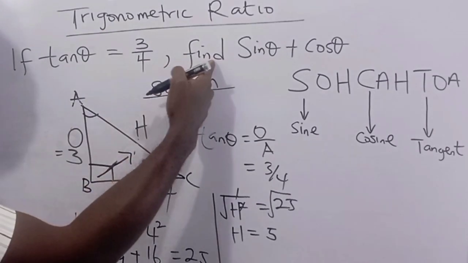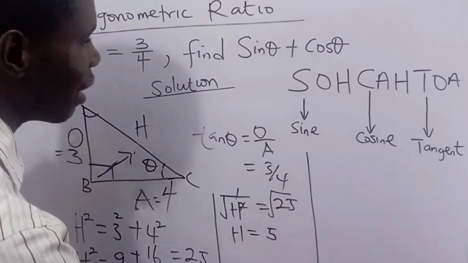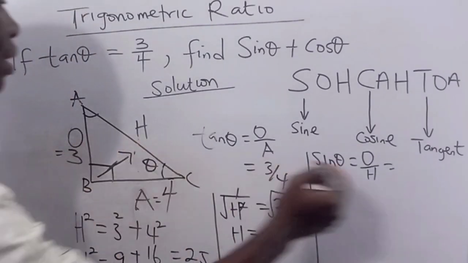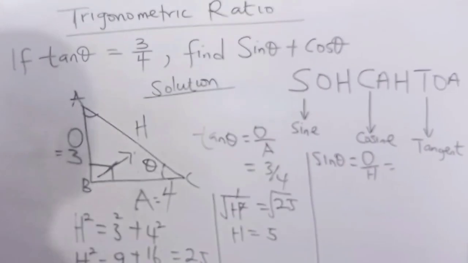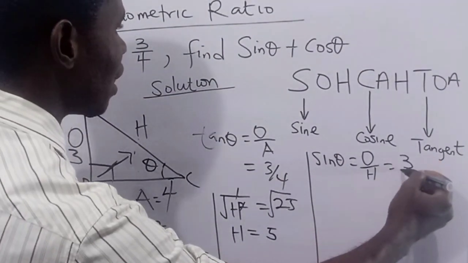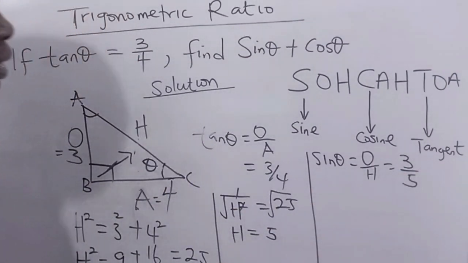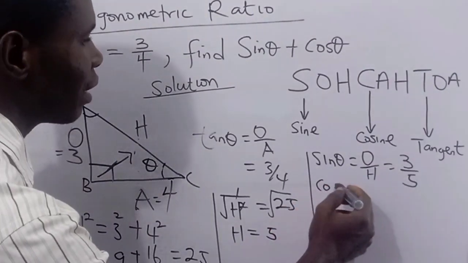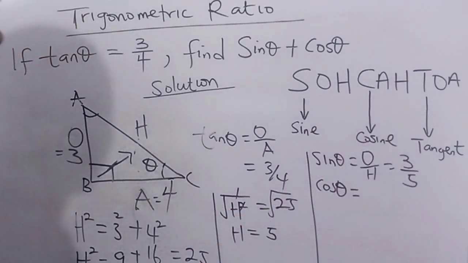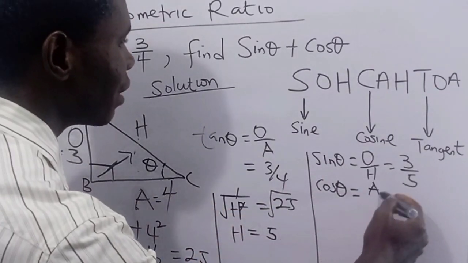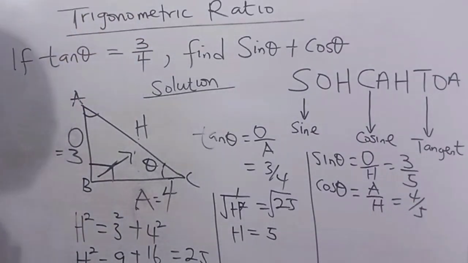Here we are asked to find sin theta plus cos theta. So what's the value of sin theta? The opposite here is 3. Sin theta is equal to the opposite all over the hypotenuse. The opposite is equal to 3 and the hypotenuse is equal to 5. And the cosine gives the ratio of the adjacent to the hypotenuse. The adjacent is 4 and the hypotenuse is 5.